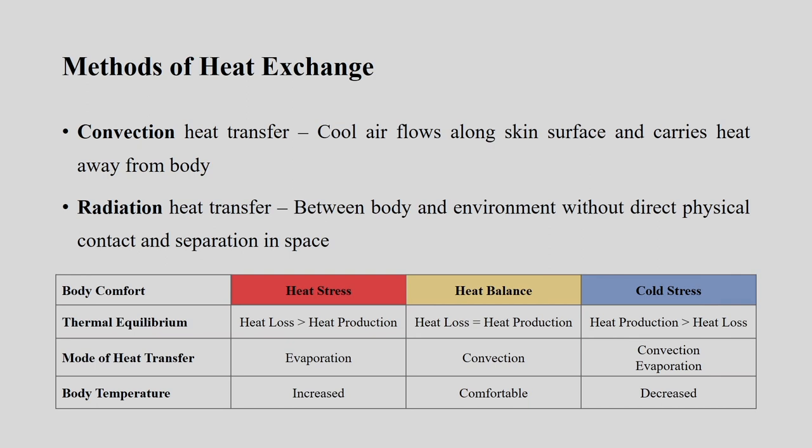The second is radiation. Through radiation, we have heat transfer between the body and the environment without any direct physical contact and separation in space. Okay. So, these are the two major methods or ways that heat exchange happens between the human body and the connected physical environment.